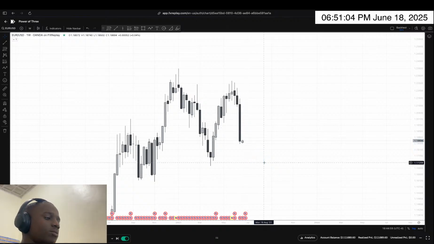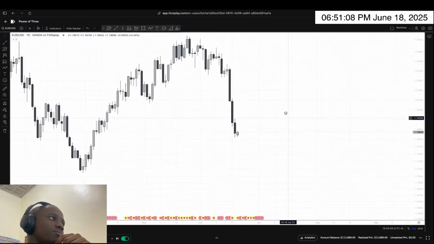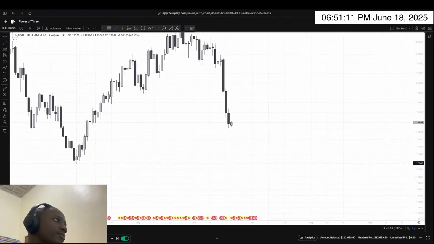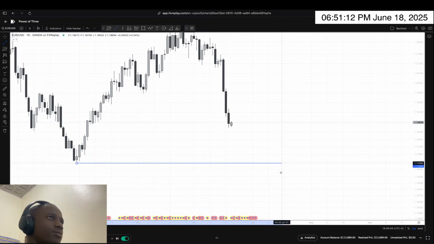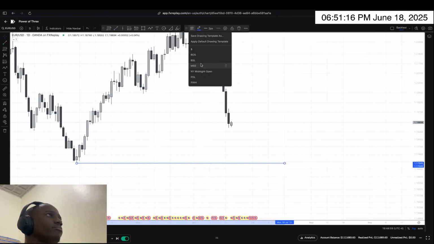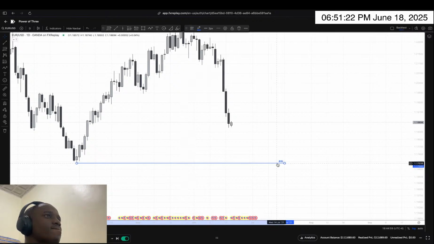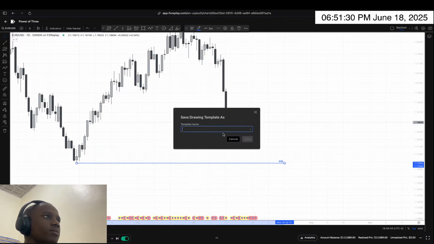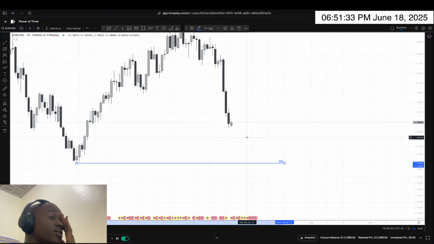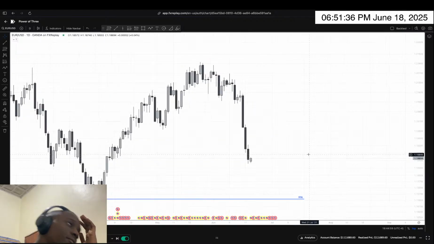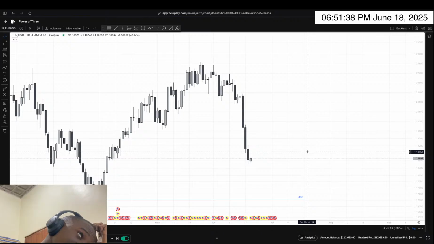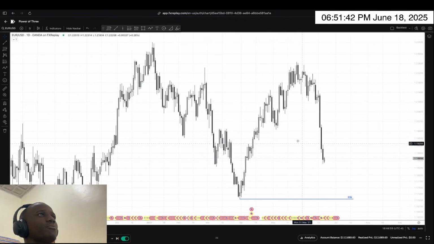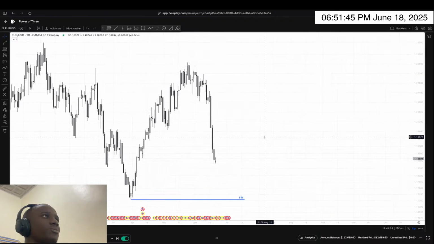Anyways, going to the daily now. On the daily, we don't see much except that we have sell side liquidity resting on this low. I'll label this as SSL, sell side liquidity. And now, since we're at the daily time frame, you can see that we have a really crazy drop after this sweep, which means I'd like to see an imbalance.